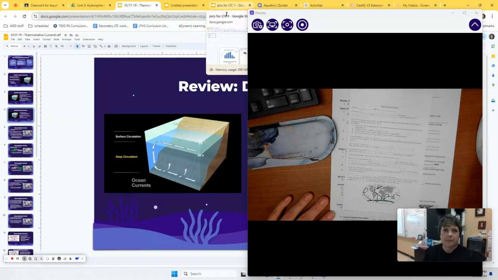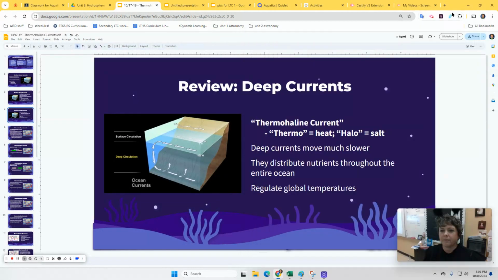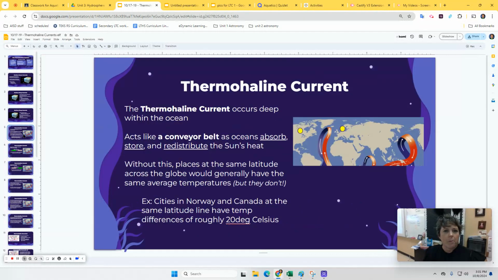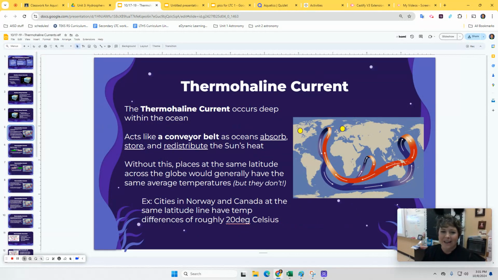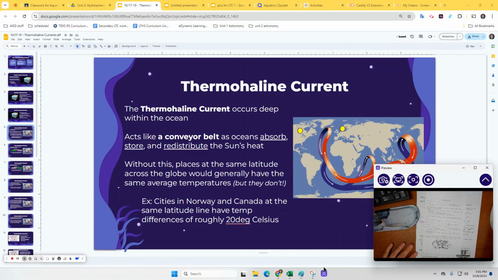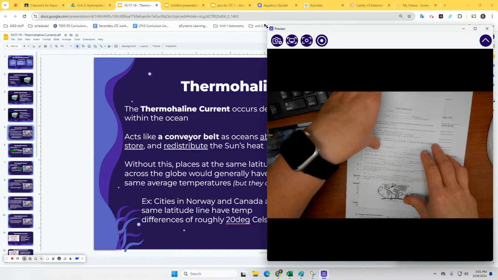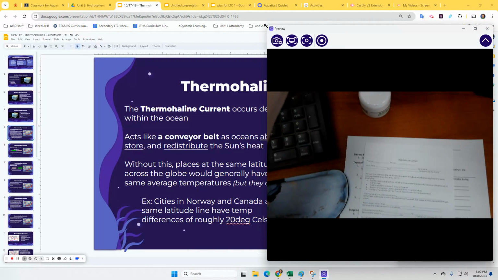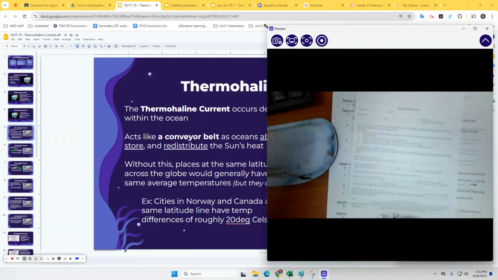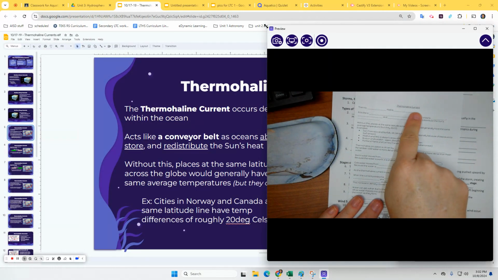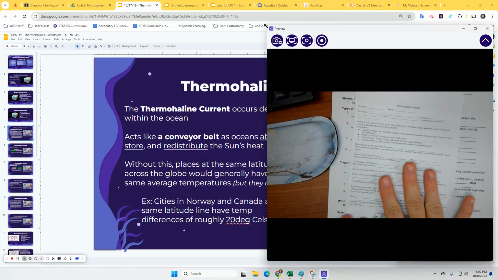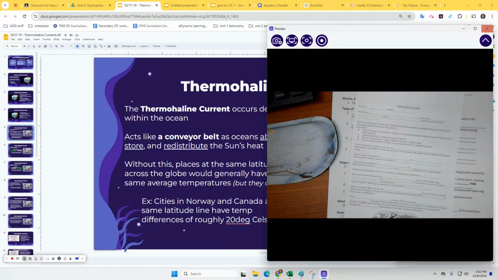Okay, I'm going to make this bigger for y'all. Thermohaline. Now that I just closed that, y'all are going to open this, and you have this thermohaline currents page. Please get that out, and that's what you're going to be filling in here.